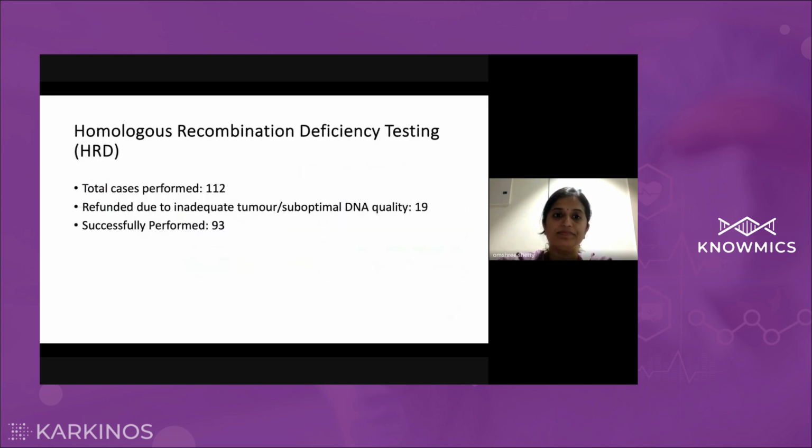Next slide, please. The total cases performed, I think this data was captured till June of this year. We refunded close to 19 cases because of suboptimal DNA quality or inadequate tumor content. We successfully performed close to 93. So roughly 10% is the rejection rate.